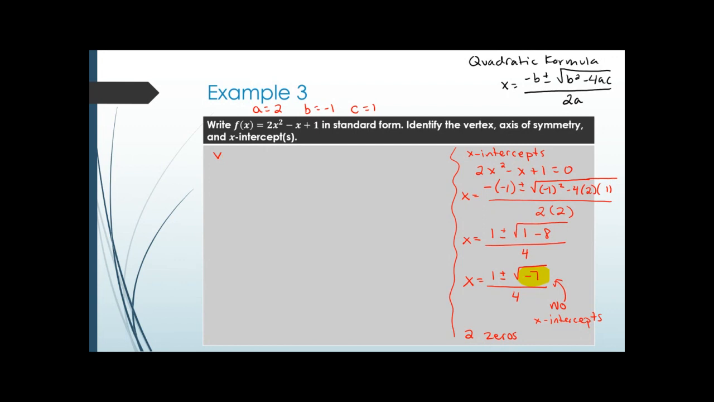I don't want to get confused with my red. So we want to find the vertex, and I'm going to write the formula up there again. So it's negative b over 2a for your h, and then you plug in h to find k. So h is negative b over 2a. So I have a negative, negative 1.